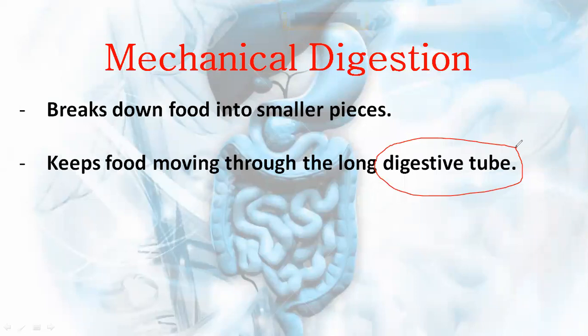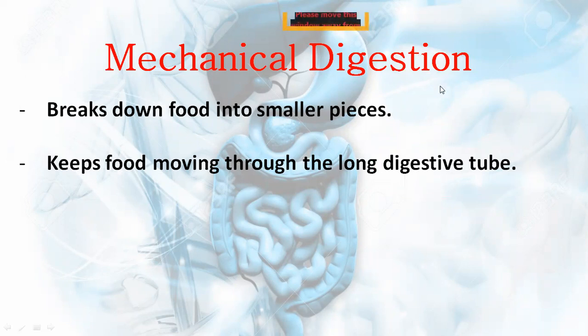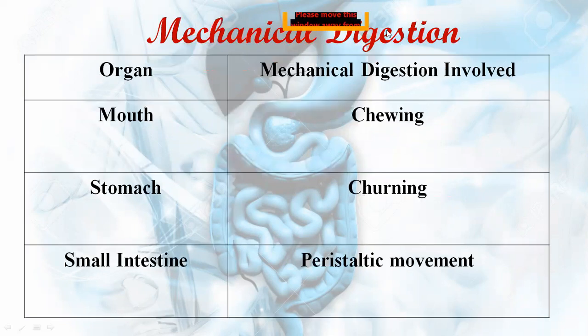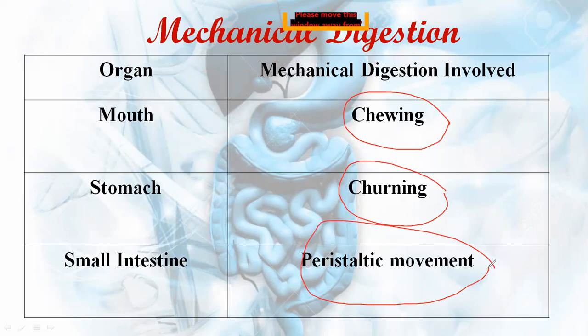So mechanical is the mechanical action. It's breaking down the food into smaller pieces. So this is the mechanical digestion. In the mouth, mechanical digestion is called chewing. In the stomach, we have churning. In the small intestine, we have peristaltic movement. So these are the three different types of mechanical action.